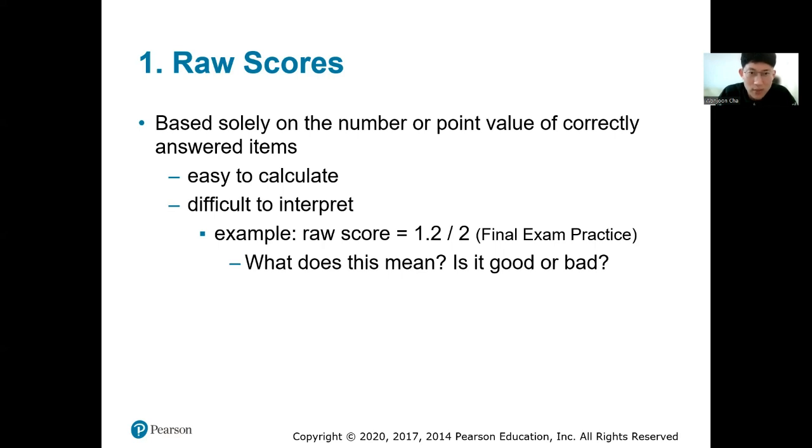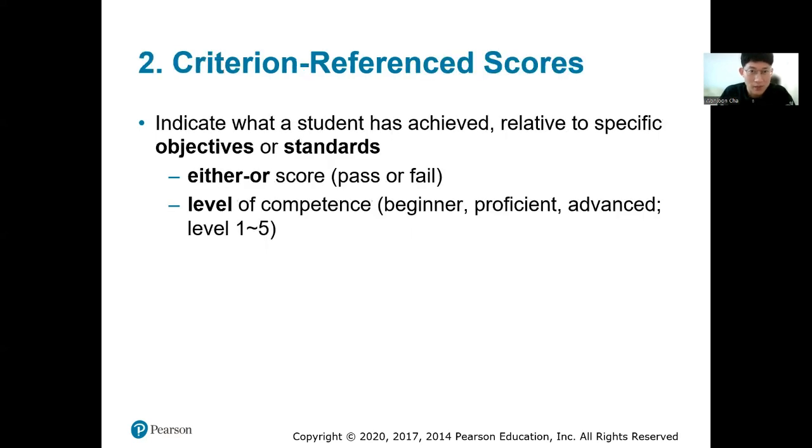However, it's kind of difficult to interpret these scores. What does this mean? Is it 1.2 out of 2? Is it a good score or bad score? And this is the reason why we often use criterion reference or norm reference scores. So criterion reference scores indicate what a student has achieved relative to specific objectives or standards.